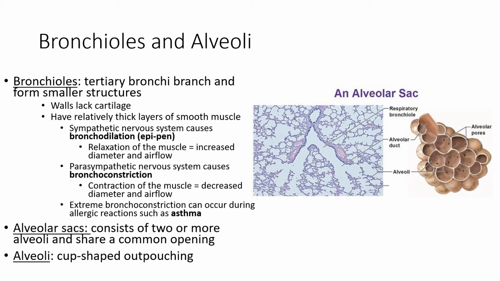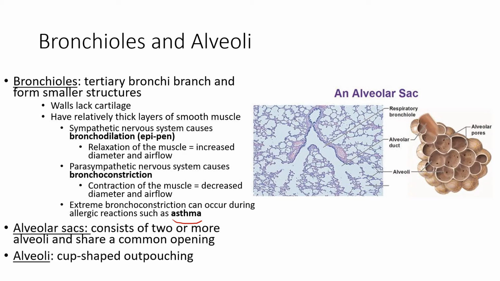Bronchioles are going to lack cartilage. They have a relatively thick layer of smooth muscle. There is a difference in how they constrict and dilate, and this is actually going to come into play when we talk about asthma. We have bronchiodilation and bronchioconstriction. Dilation is going to mean a relaxation of that smooth muscle that makes up the bronchioles, which is going to increase the diameter and airflow coming to and from the lungs.